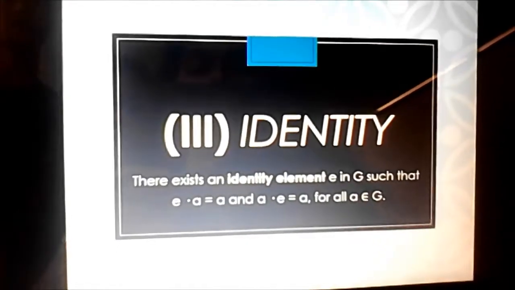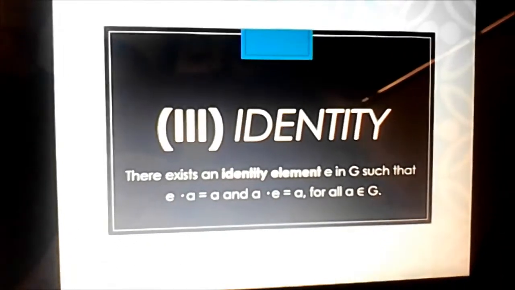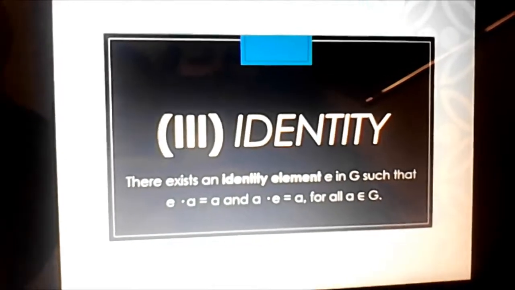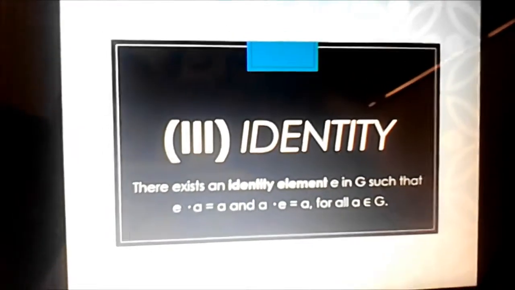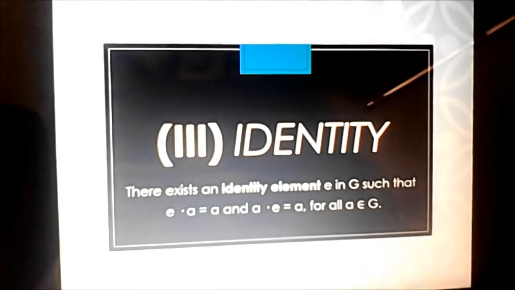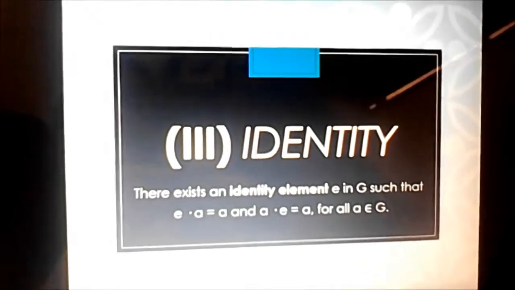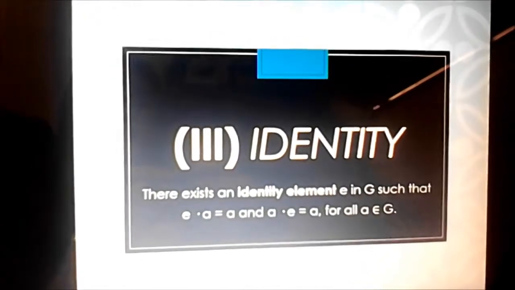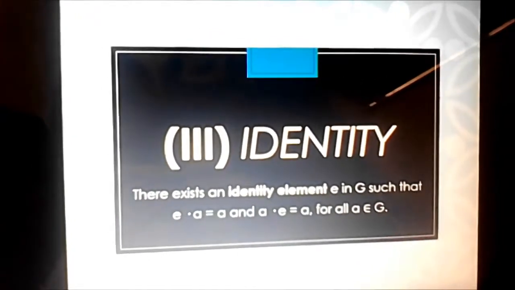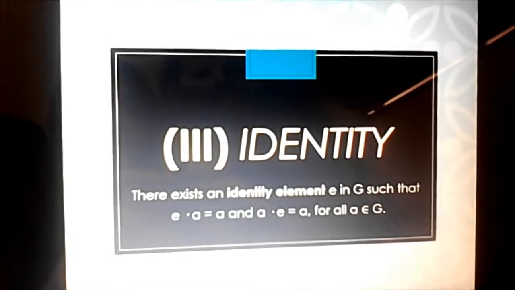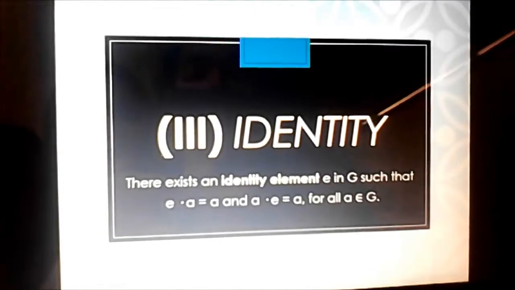The third property is the identity. There exists an identity element e in G, symbolized by e, such that e · a equals a, where a is an element of G, and a · e is equal to a itself, for all a elements of the group G.